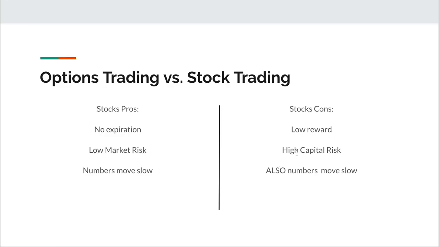Some stock cons: it's low reward. That means you have to risk a lot to make a lot. So if you have Apple stock and you want to make $5,000, you will likely have to put $20,000 into Apple to swing trade it for that much money. And the numbers also move slow, which is a pro and a con, depending on if you are a beginner or an experienced trader. As a beginner, you like the fact that numbers move slow. You don't have to worry about risking too much. Therefore, you could only lose like $6 or you can make $6. But with options, the numbers are moving very fast.